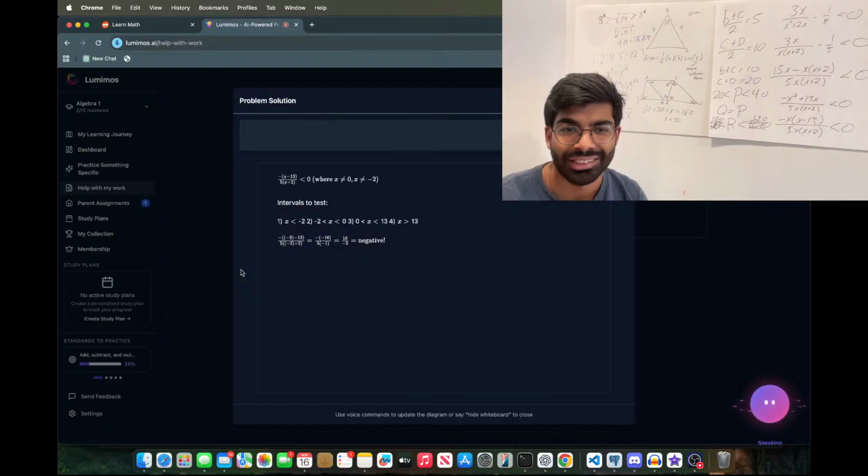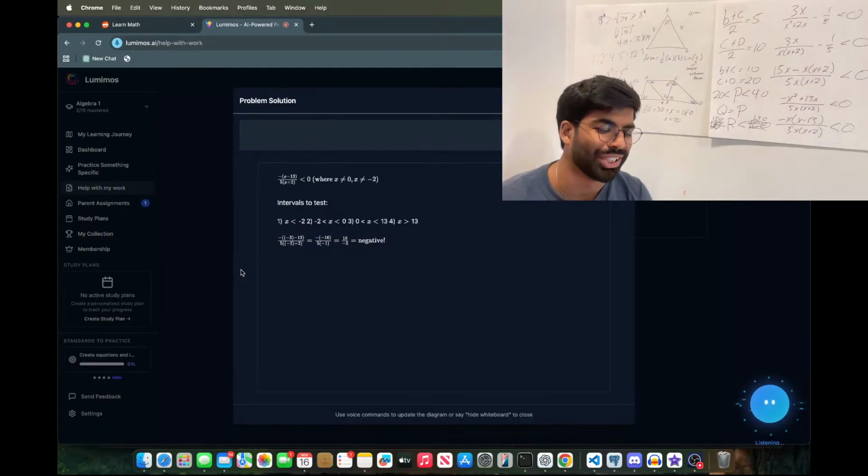Let me finish. The solution is x less than -2 or x greater than 13. So from the answer choices given, only 14, 15, and 16 work. The full solution set includes all those negative numbers less than -2, plus all numbers greater than 13. Does that all make sense now? Yes, it does make a lot of sense, actually.